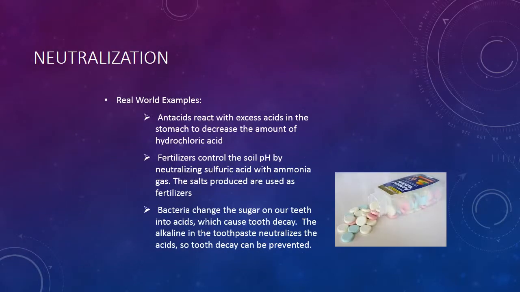Furthermore, some real-world examples include antacids. They react with the excess acid in your stomach that caused you the pain in the first place, and that decreases the amount of hydrochloric acid. And again, bacteria change the sugar on our teeth into acids, which causes tooth decay. The alkaline in the toothpaste neutralizes the acids, so tooth decay can be prevented.